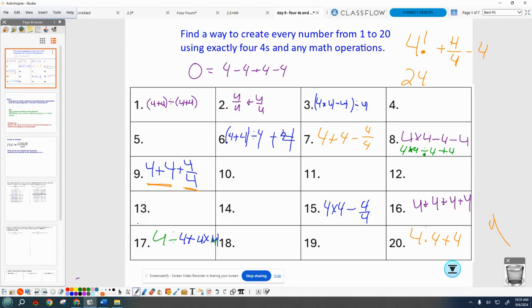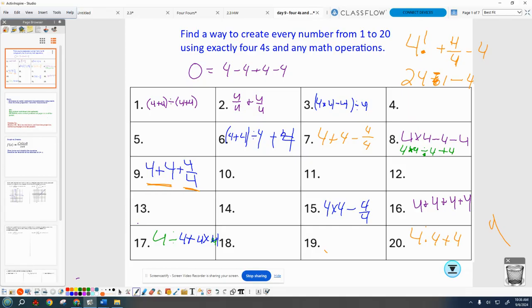So that's 24 plus 1 minus 4 just got us 21. Okay, what if I said minus 1? That gets me 19. This equals 20. I forgot that. Sorry?